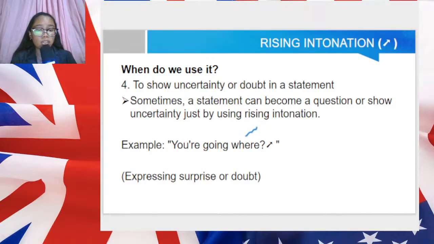It compels the listener not just to provide a location, but perhaps to repeat it, explain it, or otherwise resolve the speaker's surprise or doubt. Okay, so this demonstrates how rising intonation can add a layer of personal reaction and active engagement to a seemingly simple statement solely through the subtle yet powerful movement of pitch. So that is on rising intonation and of course the context where we use rising intonation.